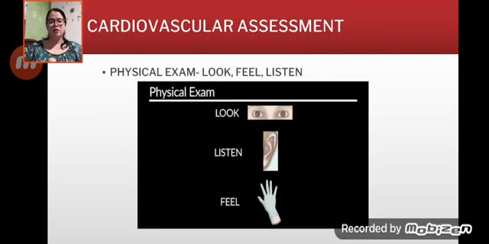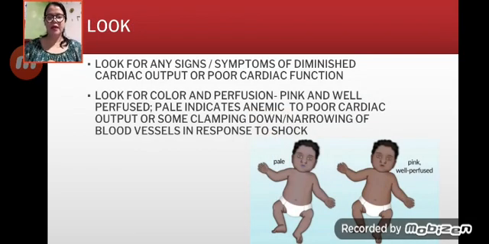So in doing the cardiovascular assessment, which is the last one, we need to do the physical exam by following this step. We need to look, to feel, and of course to listen. So let's take first the look. You need to look for any signs or symptoms of diminished cardiac output or poor cardiac function. So look for the color again, and perfusion. If the child is pink, she is well perfused, but if the child is pale, it indicates anemia or poor cardiac output, or some clamping down or narrowing of the blood vessels in response to shock.